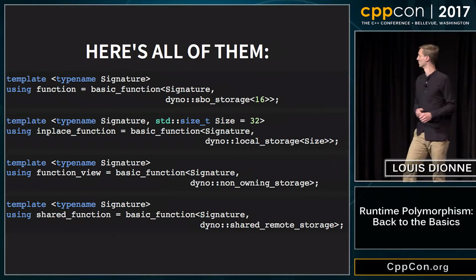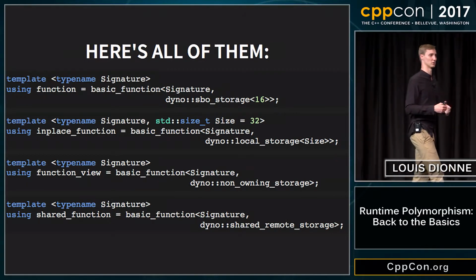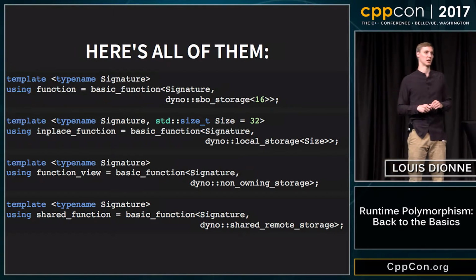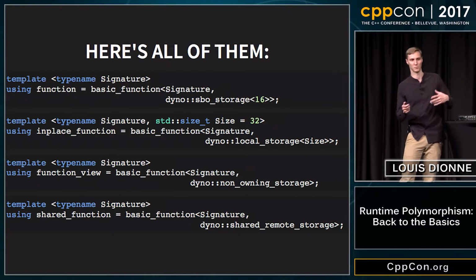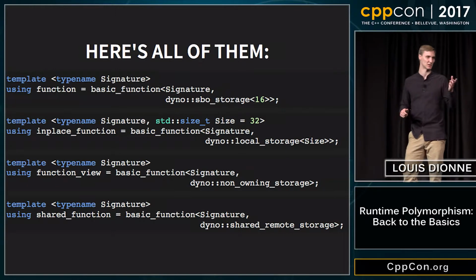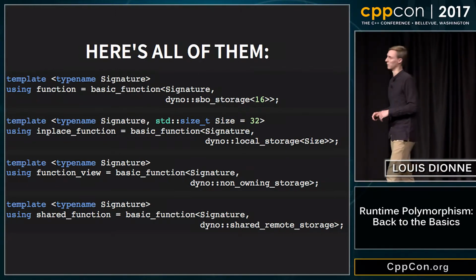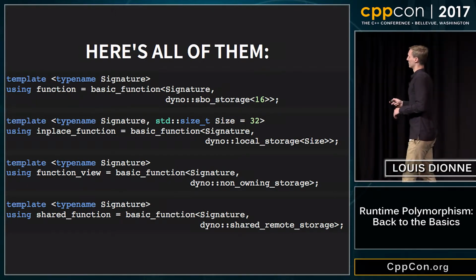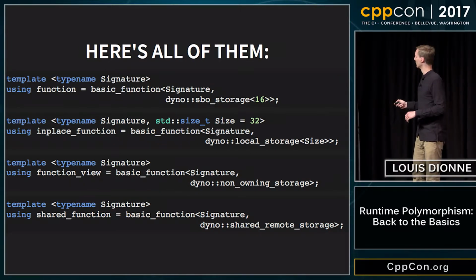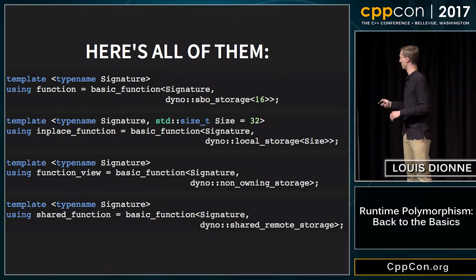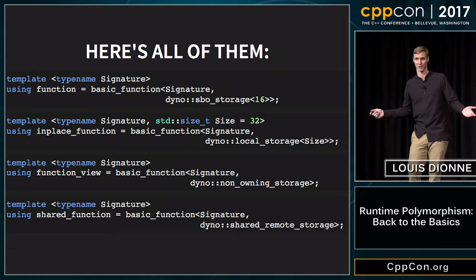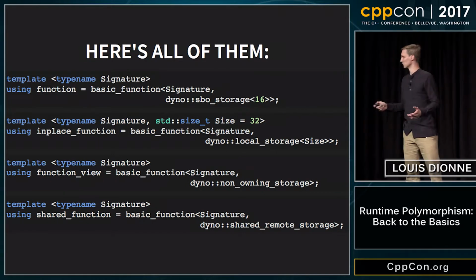Right? So function just uses SBO storage. Technically it's not specified like this, but most implementations use some size of SBO. They try to do this optimization. I think libc++ does 16 or 32 or something. And then in-place function is just a basic function with the right local storage. And the function view just has non-owning storage. And we could maybe even consider having shared function. I don't know, I don't care about it, but it's possible. And you're just using shared storage.